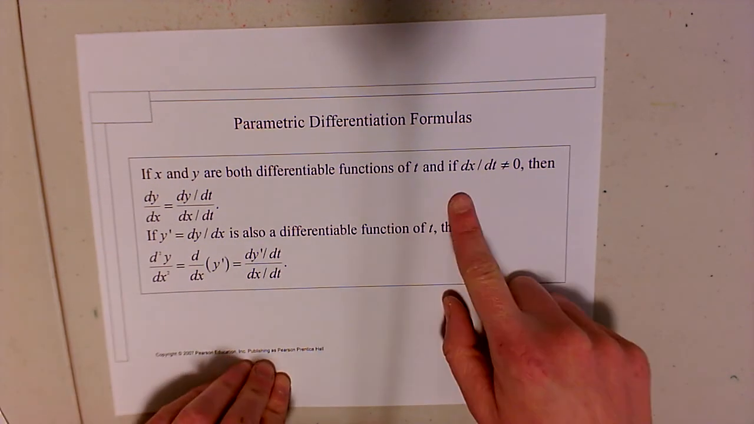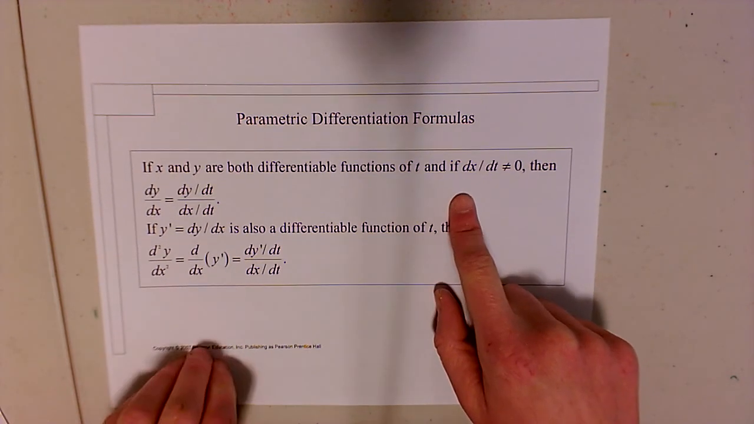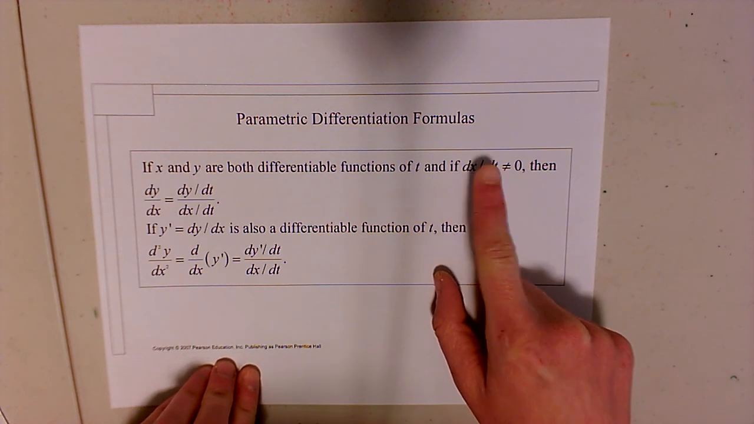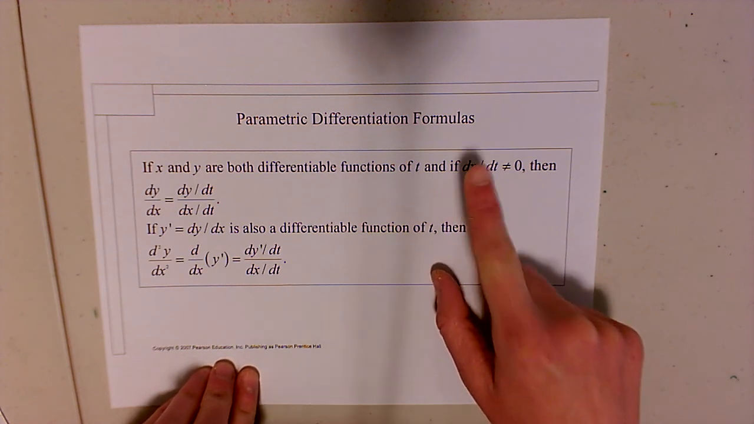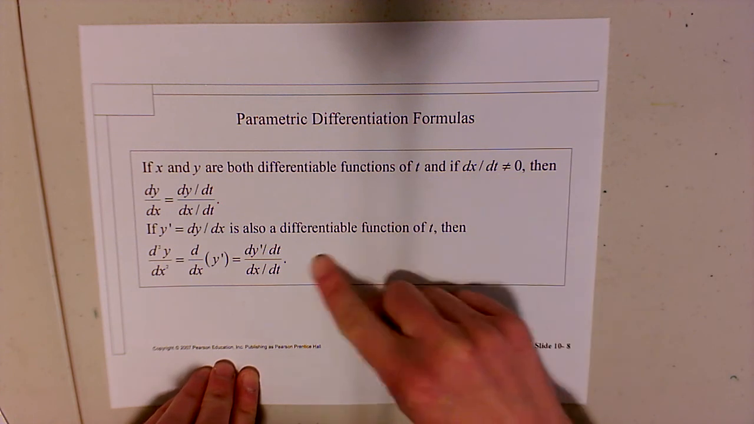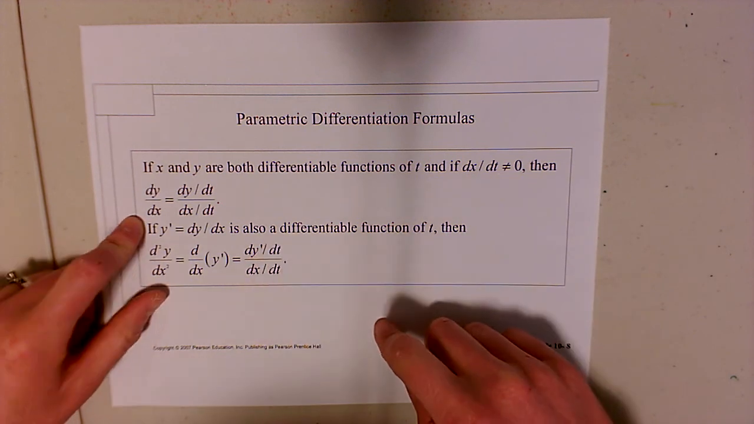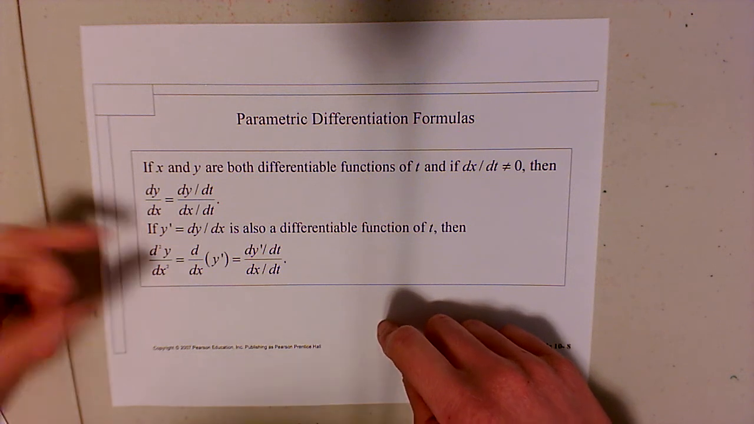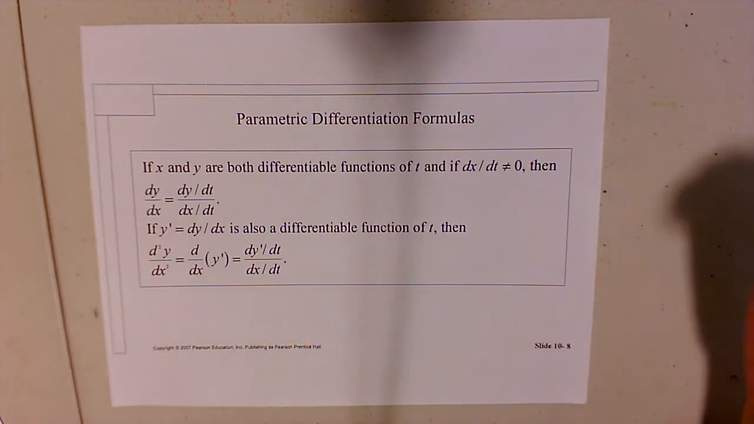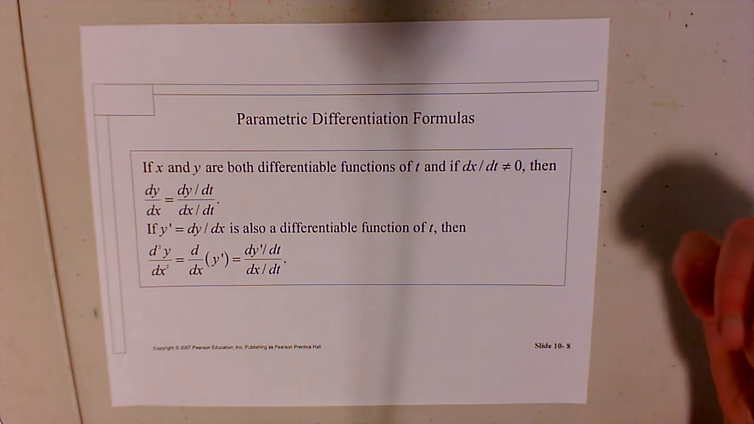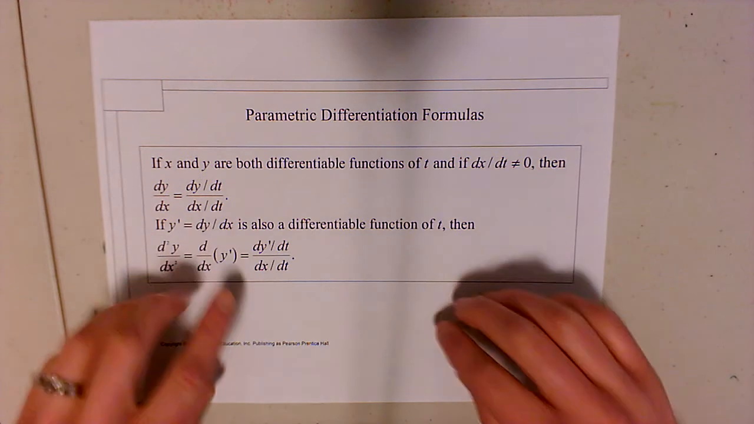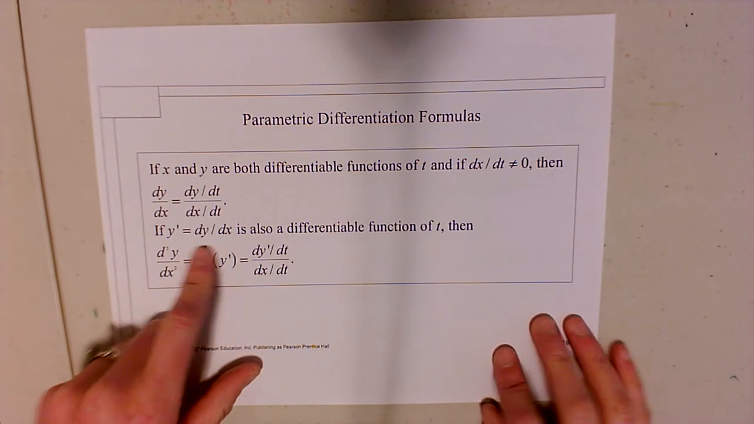So this is what we have. If x and y are both differentiable functions of t, and if we know our derivative of x with respect to t is not 0, then the derivative dy/dx of the whole parametric function is going to be dy/dt over dx/dt. So you take the derivatives of your function of x with respect to t and your function of y with respect to t separately, and then you divide one by the other.